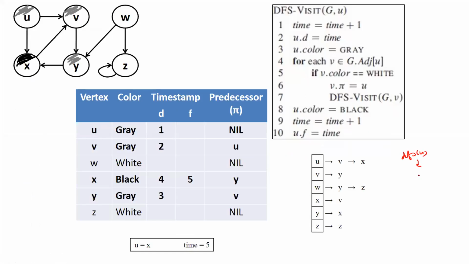Initially DFS of U is called, then DFS of V is called, then DFS of Y is called, then for Y, the DFS of X is called. For X, when you are trying at this position, the adjacent of X is V, and V should be white. When X comes here, we check all the nodes adjacent to X, the ones whose color is white.